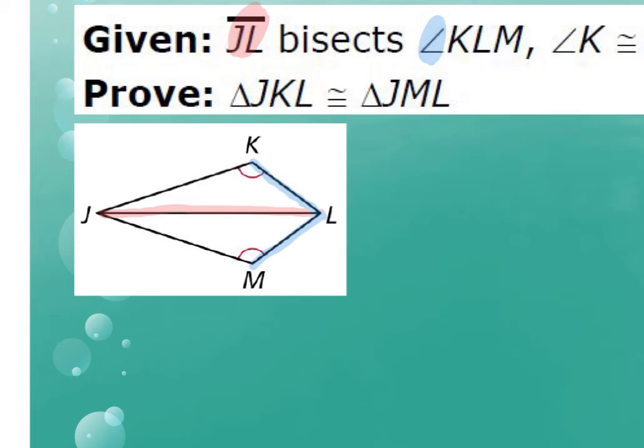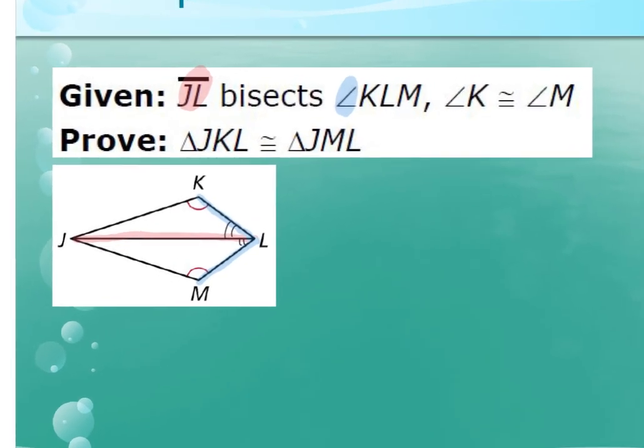They're supplementary? No. You're on the right track though, Karen. They're congruent, okay? KLJ must be congruent to JLM. Why? Because that line segment bisects the angle. Whenever it says bisects, it divides it into two equal parts, right? It's basically the midpoint of the angle. So now we have two equivalent angles next to each other, okay?